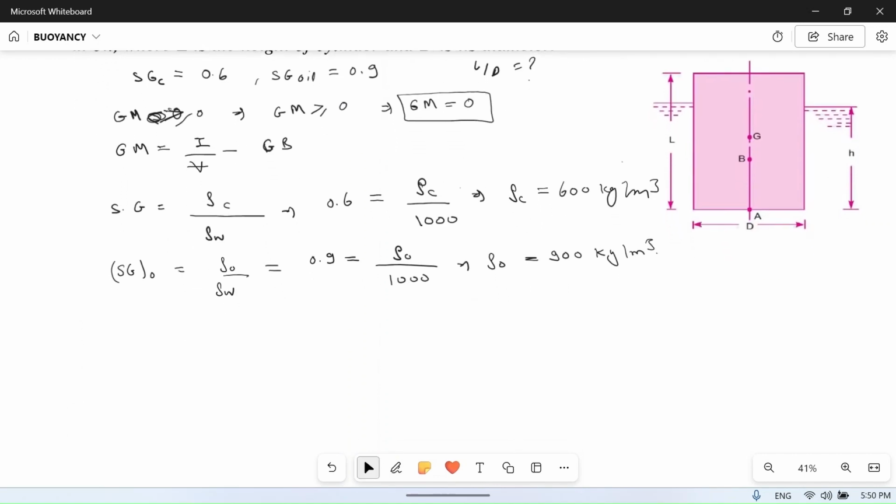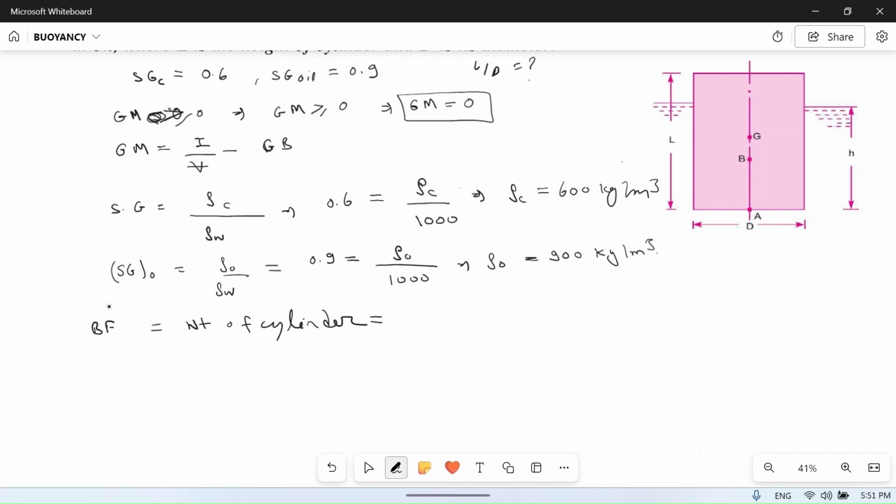Now, as per the law of buoyancy, this cylinder is floating in the oil. It means the buoyancy force offered by this oil is equal to the weight of the cylinder. Otherwise the cylinder would have submerged, completely submerged. So the buoyancy force is cancelling the weight of the cylinder. So what is the buoyancy force? Buoyancy force is equal to the weight of the cylinder.